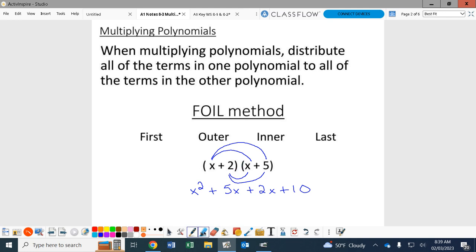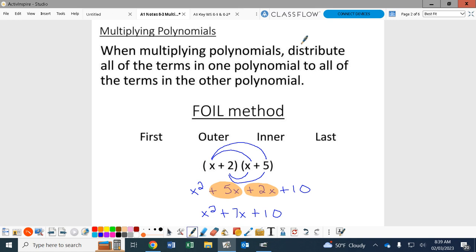Now, why can't this be my answer? It's not simplified, it's got like terms. I've got to combine like terms, and I'm also going to put it in what's called standard form. We're going from the highest power down to the lowest power, which is x squared plus 7x plus 10. And that would be my final answer. You're good. Anybody have any questions, concerns, anything about it?